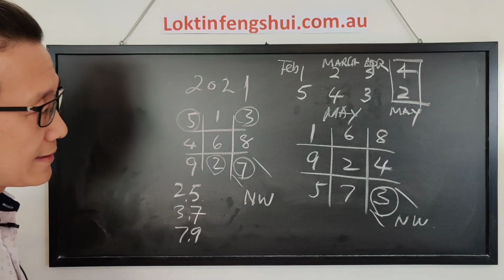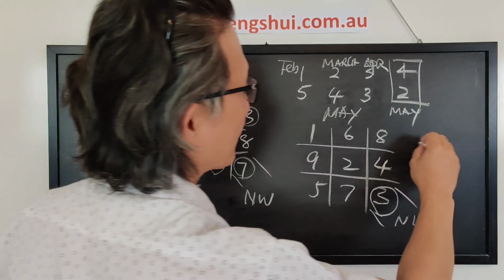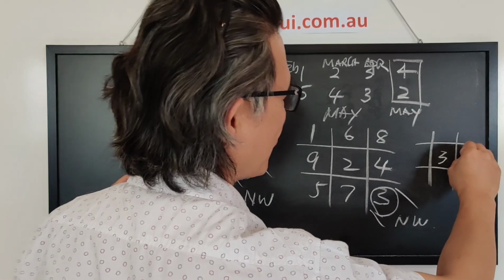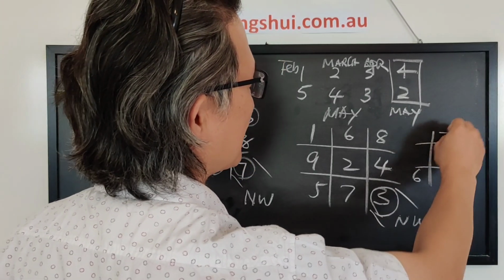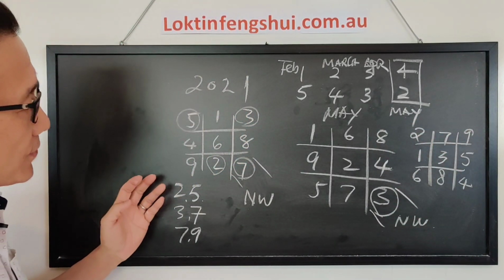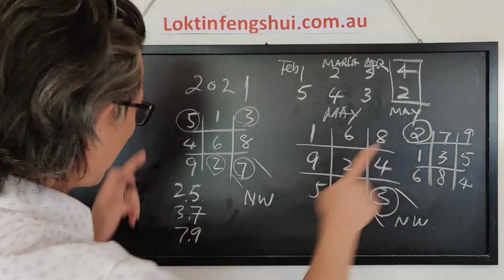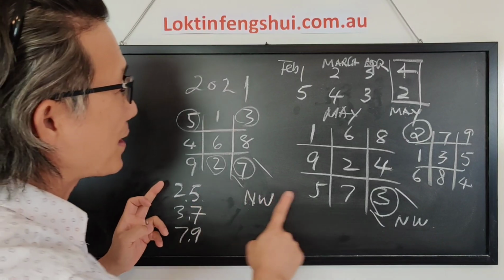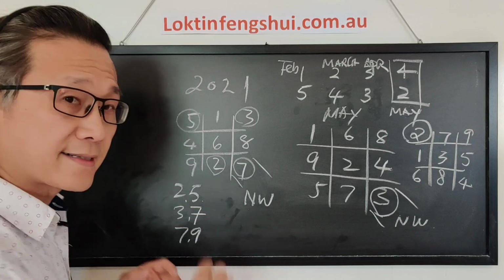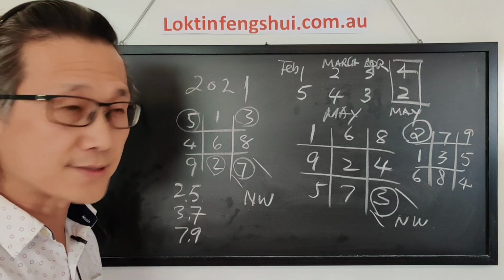Then let's say we look at April. April here is 3, 4, 5, 6, 7, 8, 9, 1, and 2. In this case, we see the 2 and the 5. So there's a 2-5 combination here in the month of April. A 2-5 combination is generally sickness, related to health.